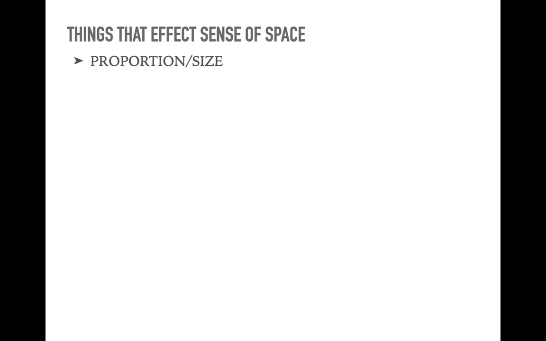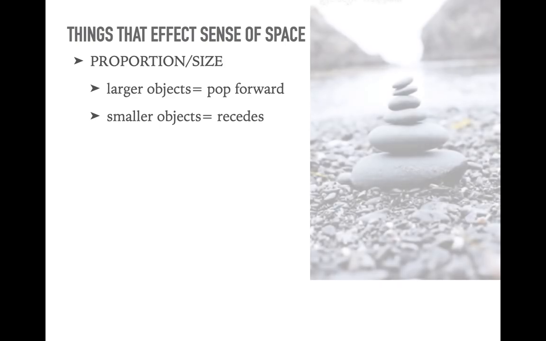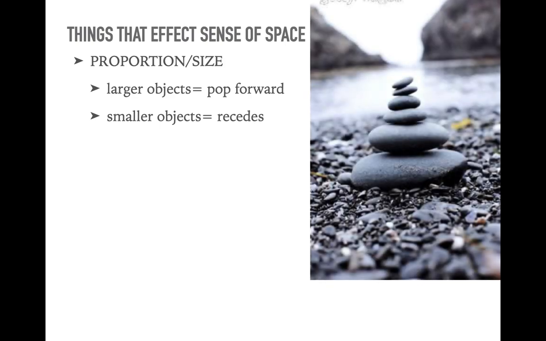Things that affect our sense of space: proportion and size. This is not an element, but size is a huge factor in how we understand the space within a photograph. Larger objects are going to feel closer to us, and smaller objects are going to feel further away.